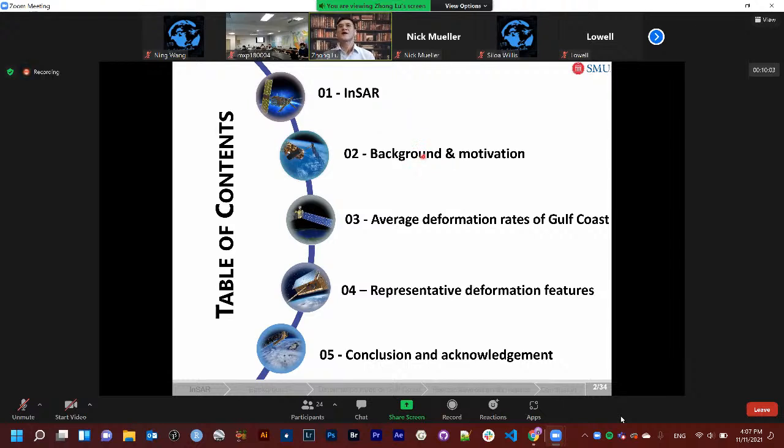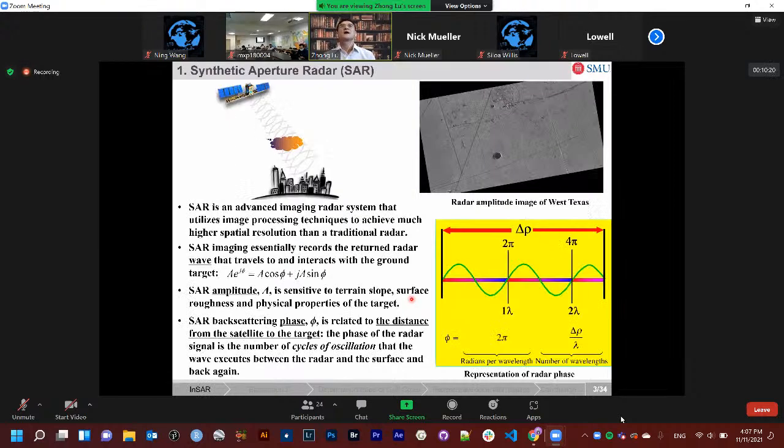It sounds a little bit awkward, but I want to introduce a background motivation of the Gulf Coast, and show you the deformation rate that we have mapped so far, and highlight some representative deformation features, and let that conclude my talk. So here we use the InSAR.